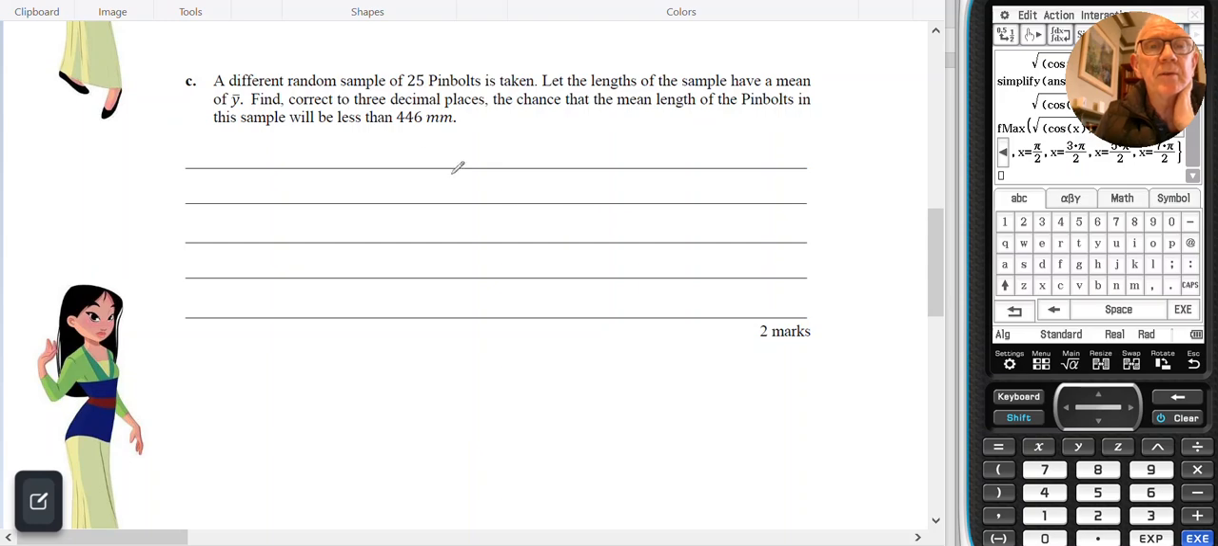A different random sample of 25 is taken. Let the sample have a mean of y bar. Find the chance that the mean length of the pin bolts in the sample will be less than 446. Okay, so n equals 25. The probability that y bar is less than 446 is what the question's asking.